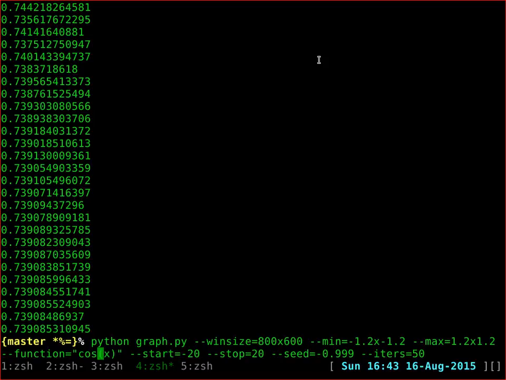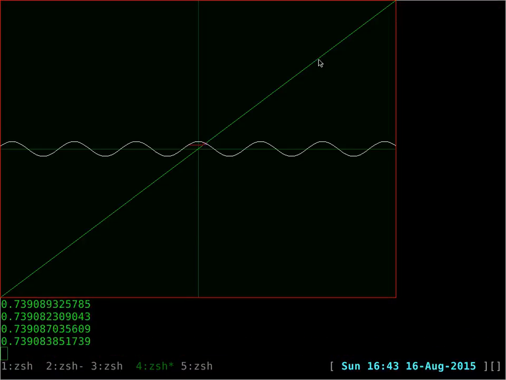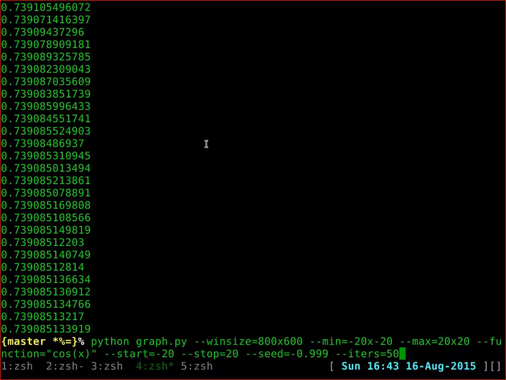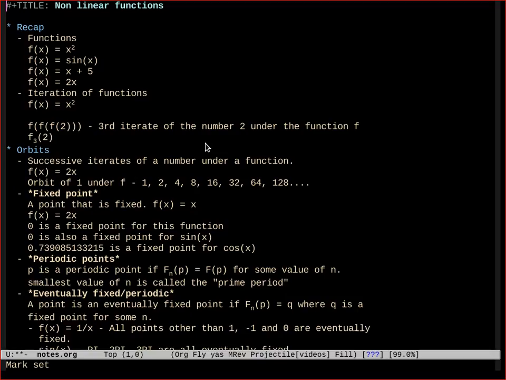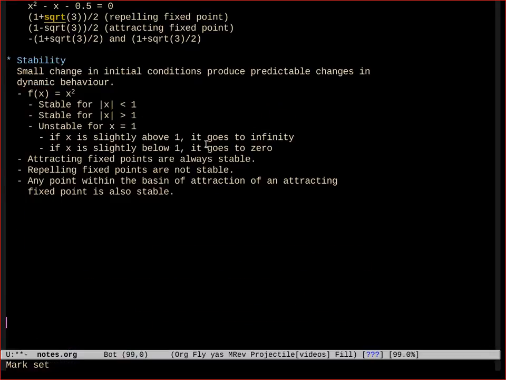Oh, sorry. I mean, this thing is only that. So, 20. One of the limitations of the thing is you have to scale x and y equally. This is something which I've been meaning to fix, but I have no motivation to do it. So this is the curve, but you can't see it more clearly anymore. So we can see the 0.739 thing, which we had earlier seen as just numbers. This thing, 0.739, is a fixed point for cos. Right. Let's check out some more functions.